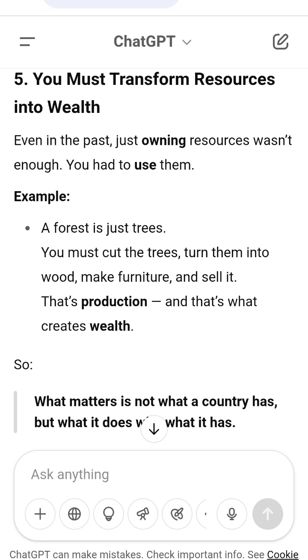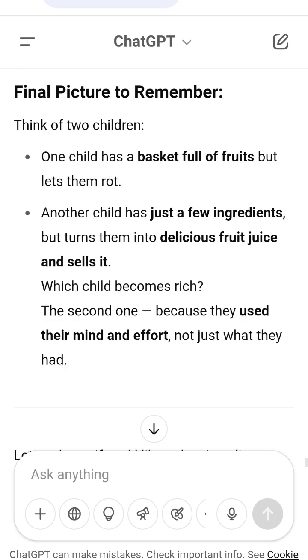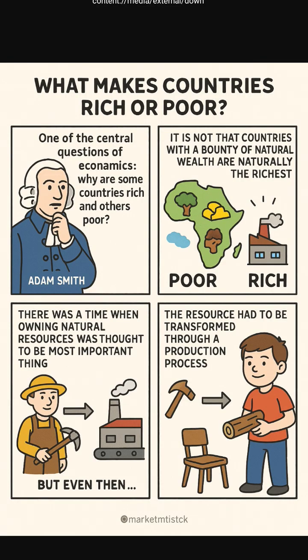Final picture to remember. Think of 2 children. One child has a basket full of fruits, but lets them rot. Another child has just a few ingredients, but turns them into delicious fruit juice and sells it. Which child becomes rich? The second one, because they used their mind and effort, not just what they had.